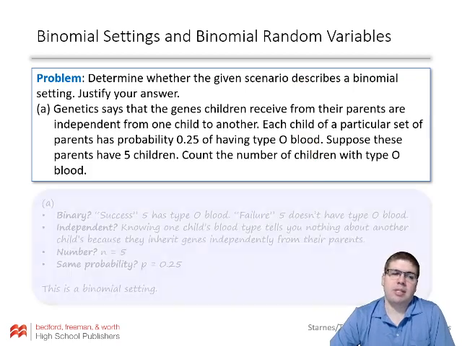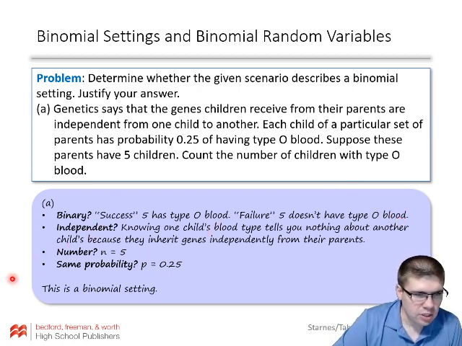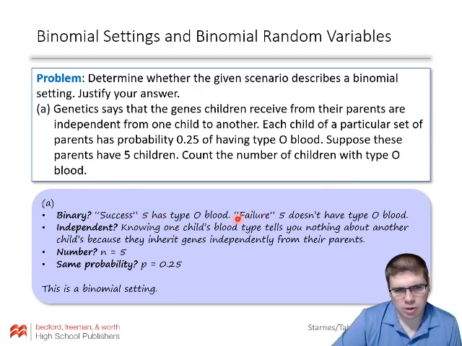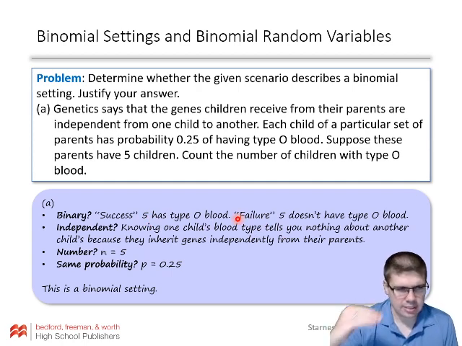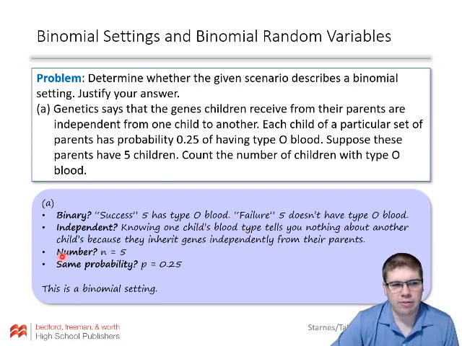So are we dealing with the binomial setting? Check the bins. Is it binary? Success, they have type O blood. Failure, they don't have type O blood. Each of the 5, that's a little weird the way they're phrasing it. But yes, for each individual it is a success or failure. Independent, we already were told that it was independent. Knowing one child's blood type does not affect the other. We have a fixed number and we have a constant probability. That is a binomial setting.